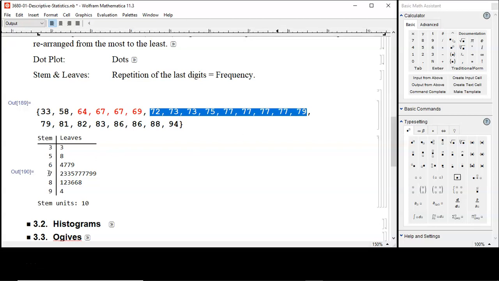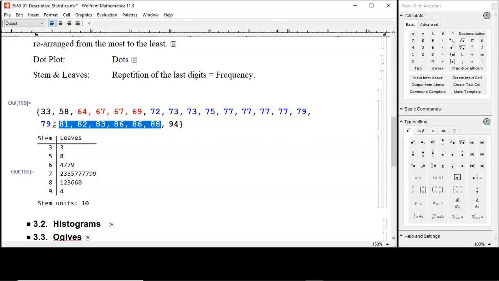And then do they correspond to these? 70, 2, 3, 3, 5, 7, 7, 7, 9, 9. Yes, they do, of course. Oh, one more. Now, how about these?